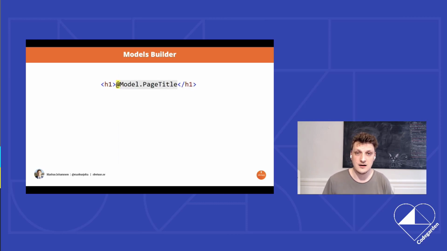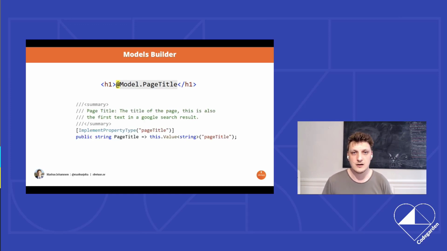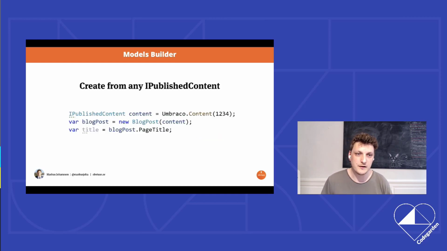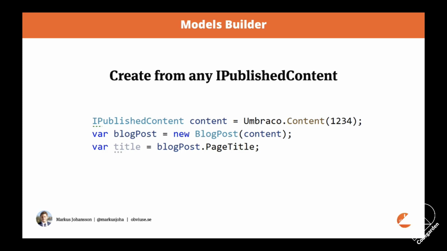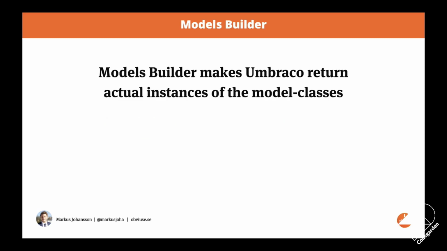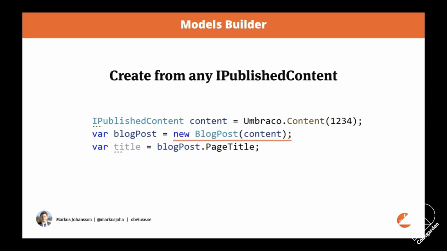And this means that we can go ahead in our views and go model.pageTitle, and under the hood, inside of these models generated by Models Builder, it's a quite simple thing that happens. The page title property basically just calls this.value, passing in the type that we're expecting, and the magic string. But the good thing with this is that we don't have to think about all these magic strings everywhere inside of our project. So these Models Builder models can also be created. If you have an instance of IPublishedContent, for example, you can just pass it in to one of the Models Builder models, and you'll get strongly typed access to this by going blogpost.pageTitle.